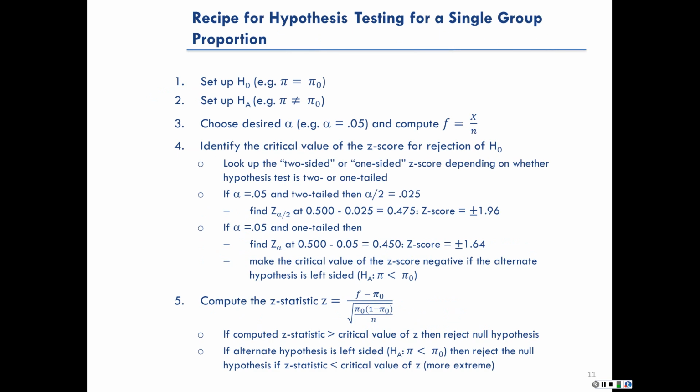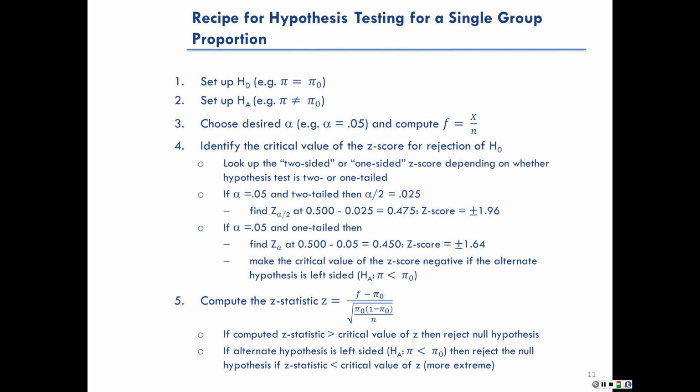So here's a recipe for hypothesis testing for a single group proportion. And again, I put this in the document that I'm posting to Blackboard. So first of all, you set up your null hypothesis, which is that pi is equal to pi naught. And if we're doing a two-tailed hypothesis, your alternate hypothesis is that it's not equal to that null value.